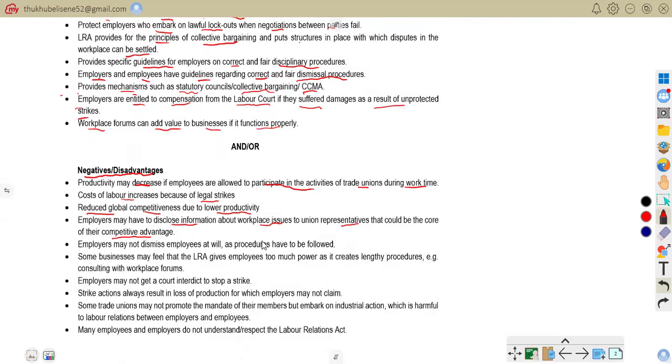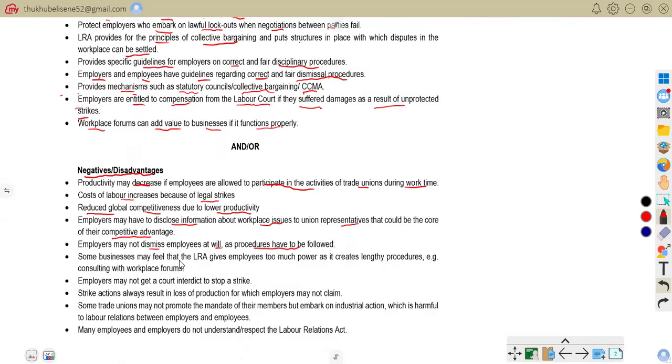So that's a disadvantage. Employers may not dismiss employees at will, as procedures have to be followed. So a manager must follow procedures before firing anyone. So you don't just fire them at your will.